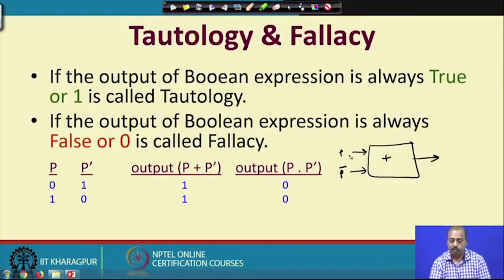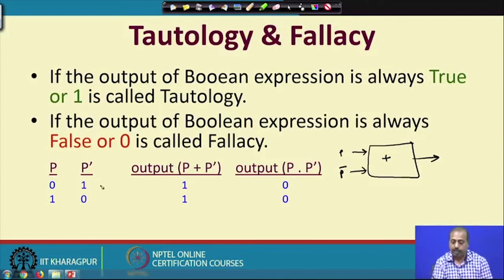When I am giving p as 0, definitely p bar is equal to 1. So, whenever I am feeding a 0 here, I am feeding a 1 at this point. Similarly, when I am feeding a 1 here, I am feeding a 0 at this point. Since this is an OR function, for both the combinations it will produce a 1. So, this particular module always produces 1 irrespective of the value of p, whether p is 0 or 1. So, this module will always give you 1.